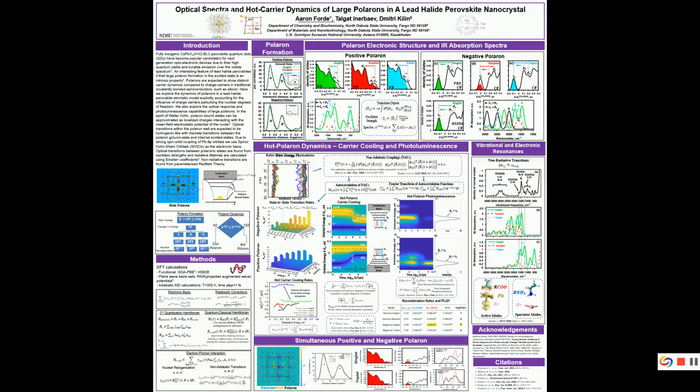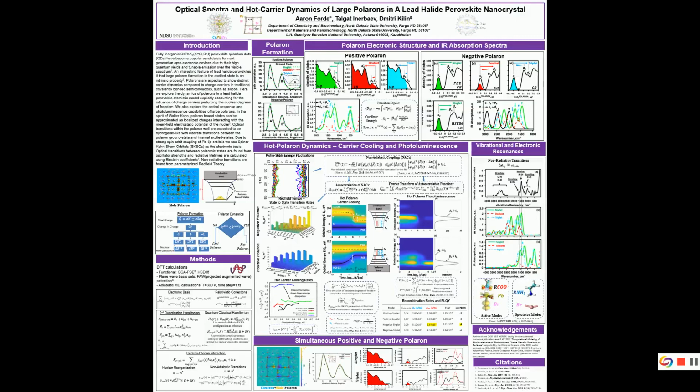For the positive polaron, we see there's really no change in the lead-bromine bond, but the bromine-bromine coordinations are increased. That indicates that these octahedra have no change in elongation, but they rotate so that bromines are interacting more. Whereas with the negative polaron, we don't see a change in the bromine-bromine coordination, but we see a change in the bond distances themselves, and we see a little bit of an elongation of those bonds.